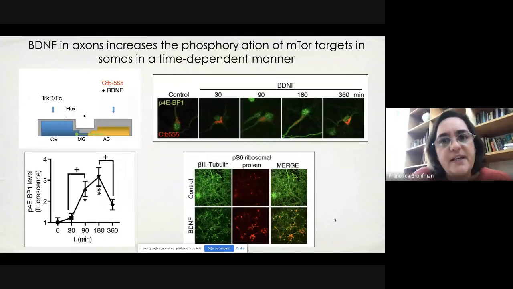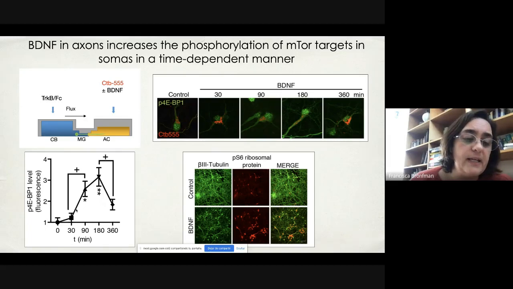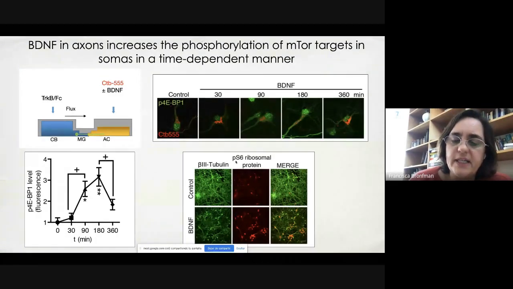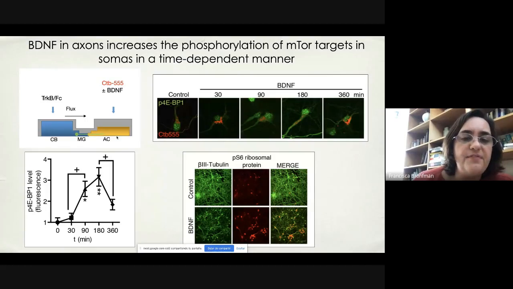For that, we studied activation of mTOR targets. The ones we chose, because they have good antibodies that work for immunofluorescence, are phospho-4EBP1 and the S6 ribosomal protein. You can see that 4EBP1 becomes active in a time-dependent manner when you add BDNF in axons, peaking after 3 hours. Here is the kinetics of phosphorylation of this protein. And another target is also activated, the S6 ribosomal protein. So two targets of the mTOR pathway are activated in cell bodies when BDNF is added to axons.